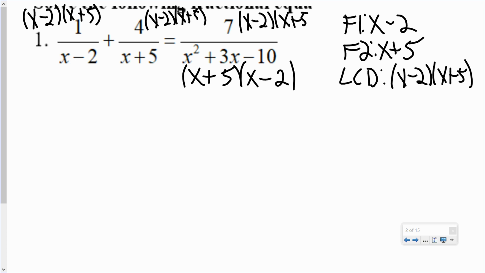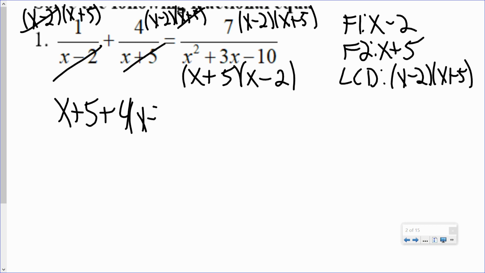And the reason I do that is to get my denominators to cancel. X minus 2 and x minus 2 cancel. I'm left with x plus 5 times 1, which is x plus 5. X plus 5 and x plus 5 cancel. I'm left with 4 times x minus 2. So for now, I leave it as that. And the third fraction, the x plus 5s and the x minus 2s cancel. I'm left with 7.